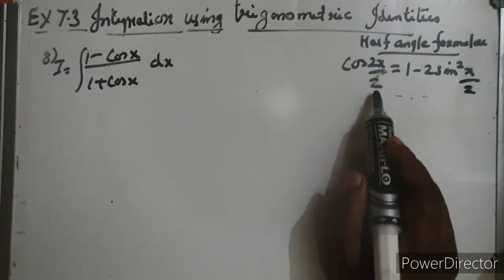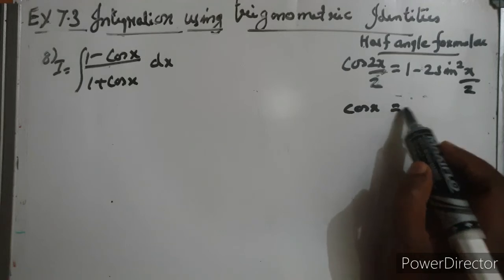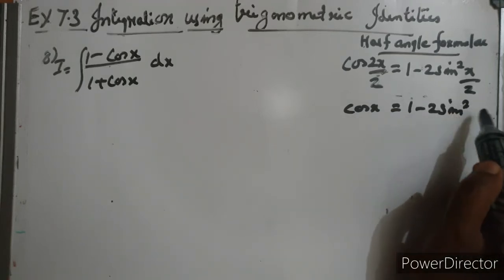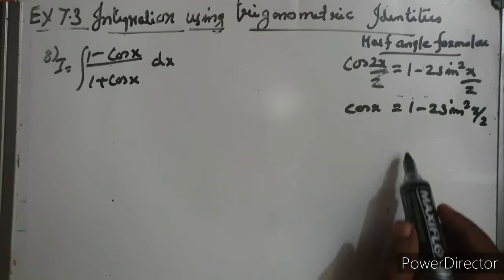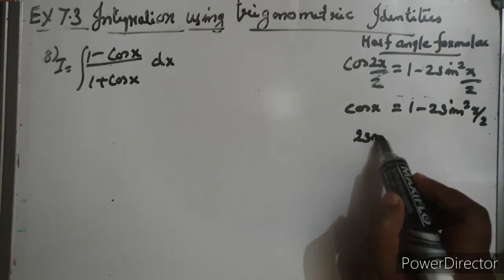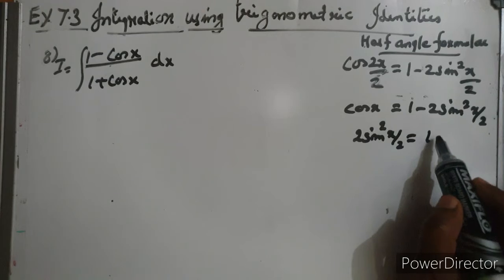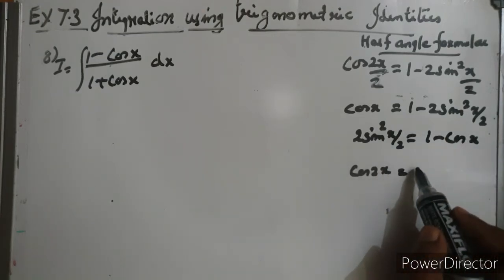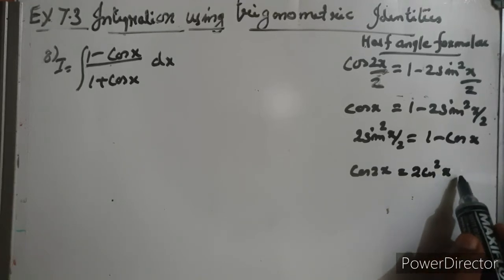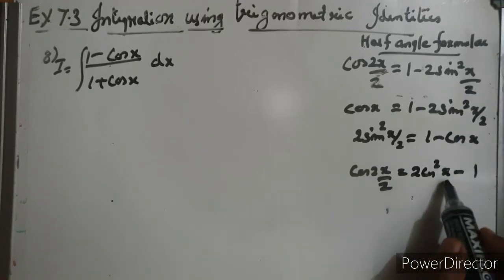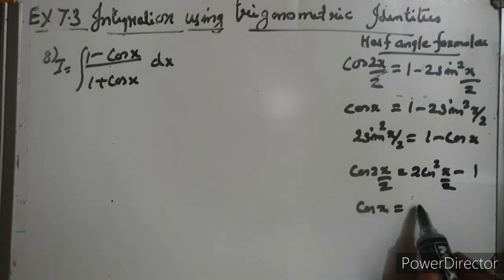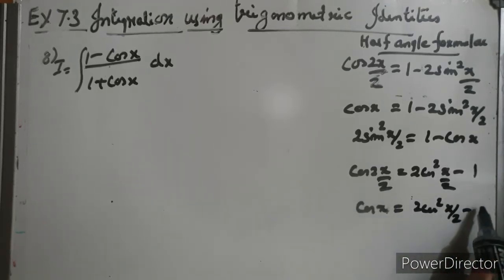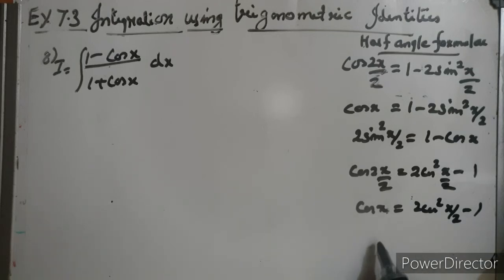So we get cos 2x by 2, which is cos x, equal to 1 minus 2 sin square x by 2. So 2 sin square x by 2 is 1 minus cos x. Again cos 2x equal to 2 cos square x minus 1. So putting x by 2, we get cos x equal to 2 cos square x by 2 minus 1. So 2 cos square x by 2 is equal to 1 plus cos x.